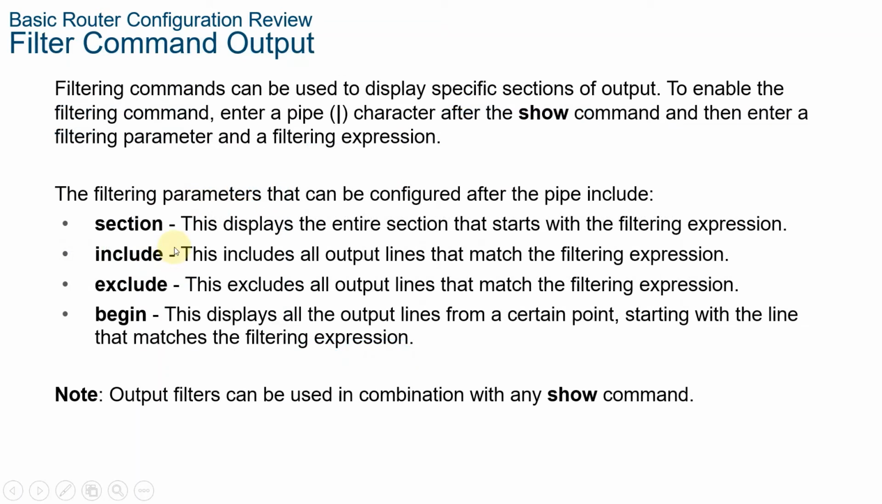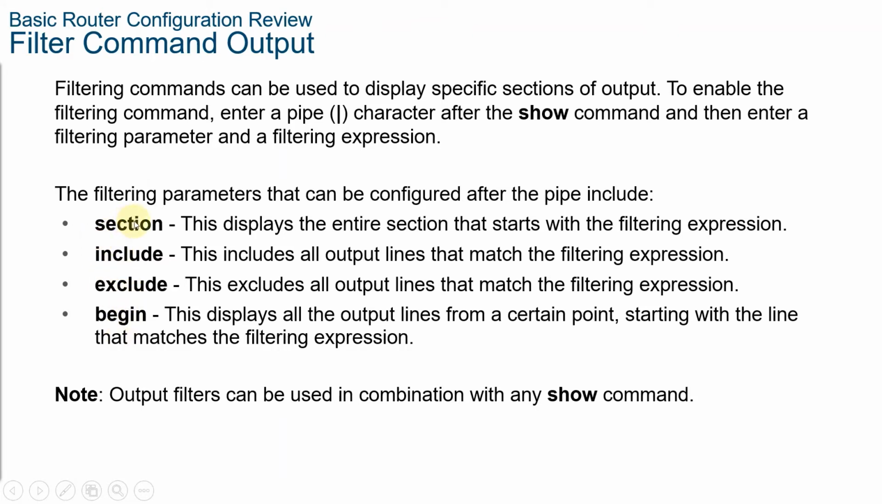We can also filter the command output. Another useful feature that improves user experience in the command line interface, or CLI, is filtering the show output. Filtering commands can be used to display specific sections of the output. To enable filtering, we use the pipe character after the show command, and then enter a filtering parameter and filtering expression. This includes section, include, exclude, and begin.